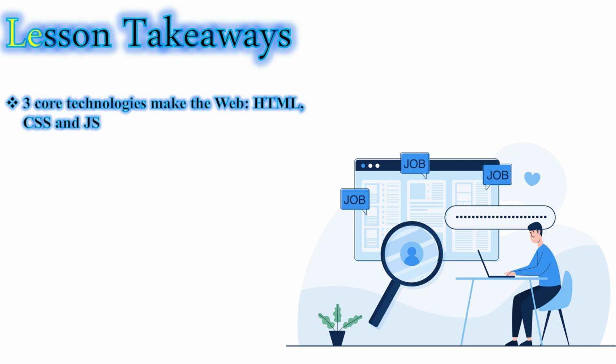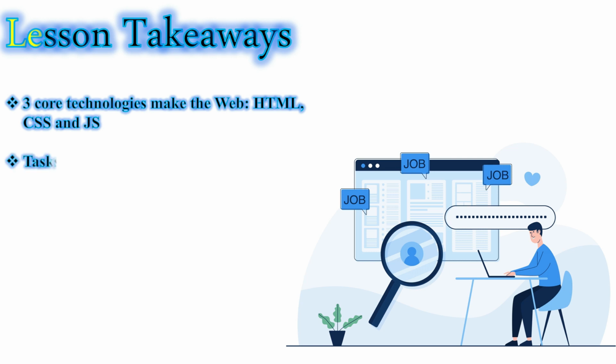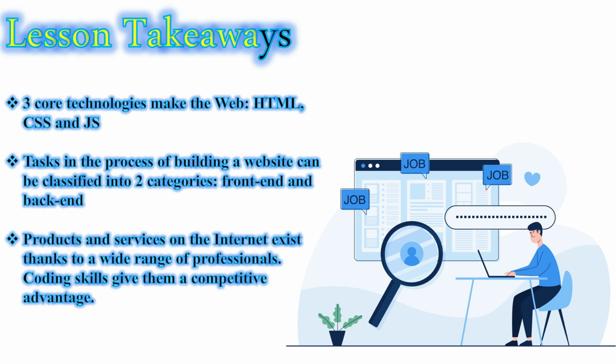So in this lesson, we have talked about the three core technologies that make the web. The first one is HTML, then CSS, and the last one is JS. Tasks in the process of building a website can be classified into two categories, front end and back end. And the last point is that products and services on the internet exist thanks to a wide range of professionals. Coding skills give them a competitive advantage.